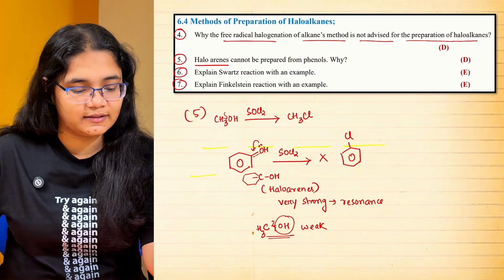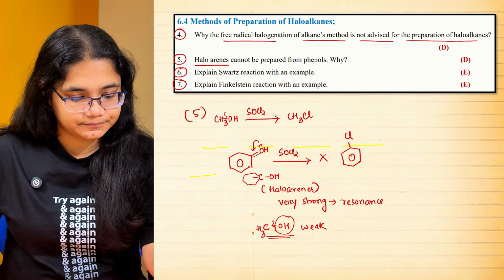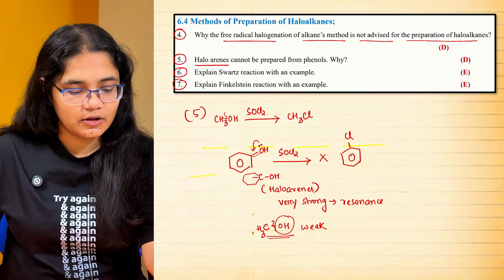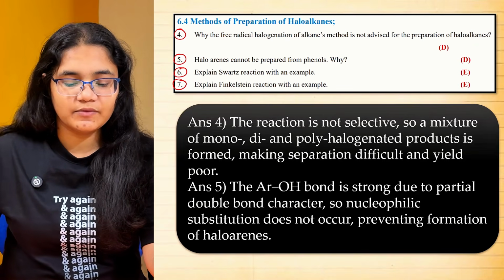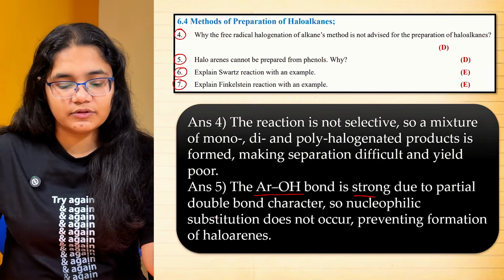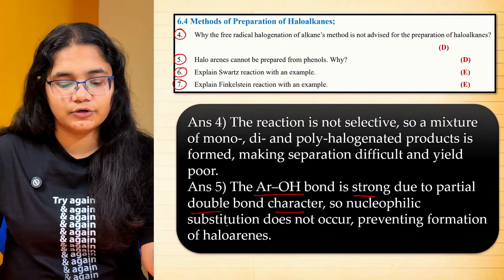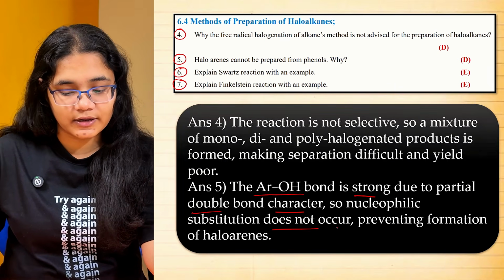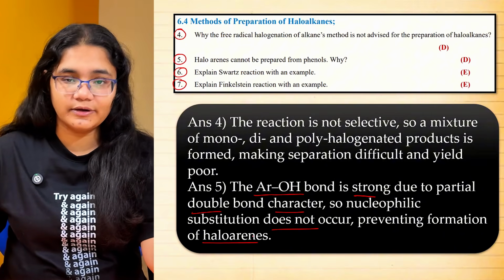I'll show you how to write the answer. Don't worry, I hope you have understood. Now, what is happening? The Ar-OH bond is stronger due to the partial double bond character. So nucleophilic substitution does not occur, preventing the formation of haloarenes.